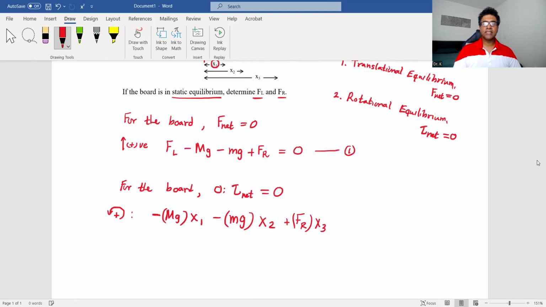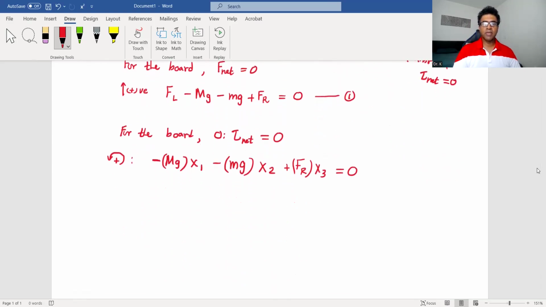And this is the net torque acting on the beam, which is equal to 0 since the system is in static equilibrium. And now we can solve for the unknown. So this is algebra, and we can call this equation number 2. Now look, we have two equations and two unknowns, where the unknowns are f of L and f of R. So we can solve this problem.